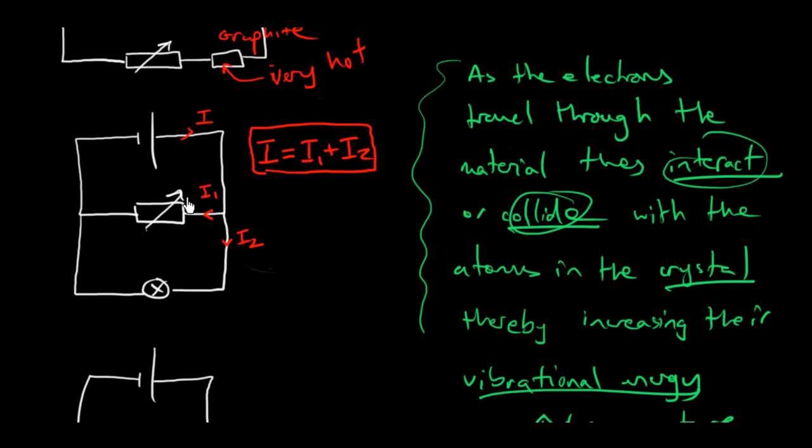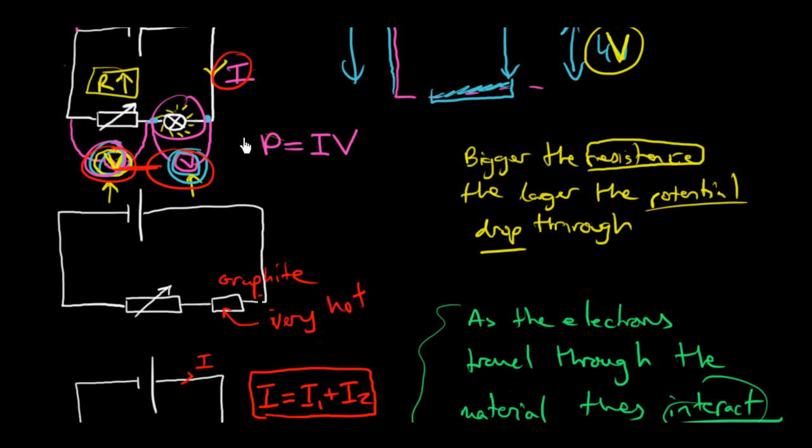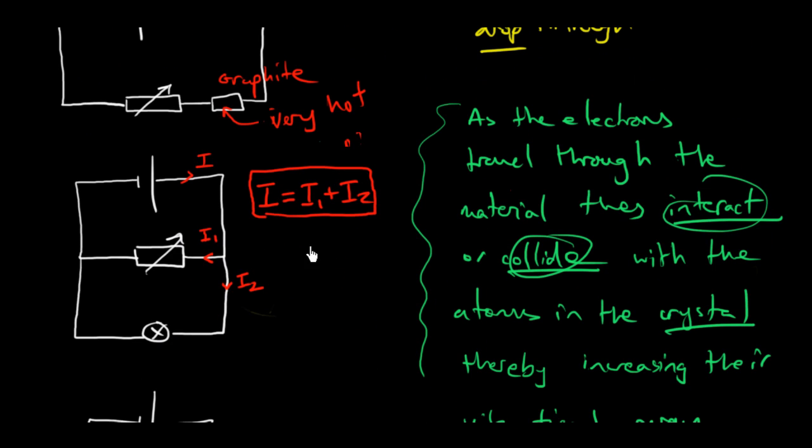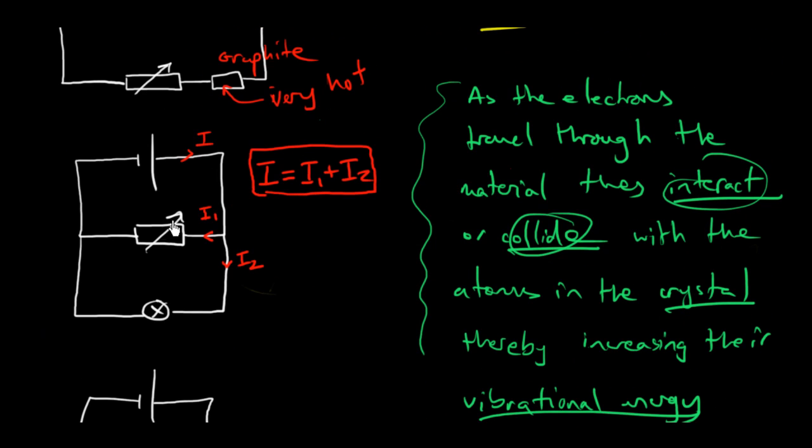Now, the current divides. So that's completely different from here. The current here did not divide, it just went through every single conductor. So that's the first difference, that the current divides. The second one, we noticed when we put voltmeters through each of the components.